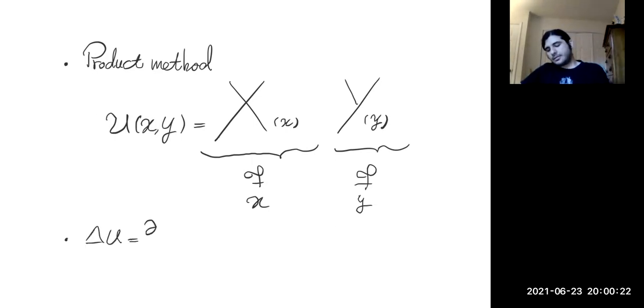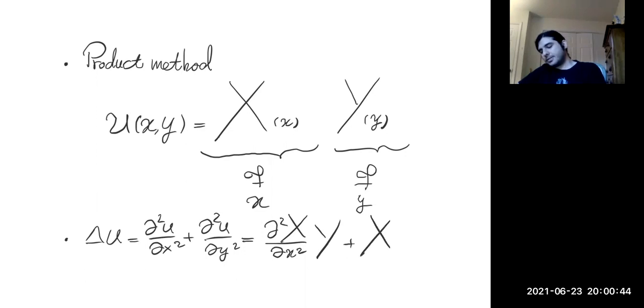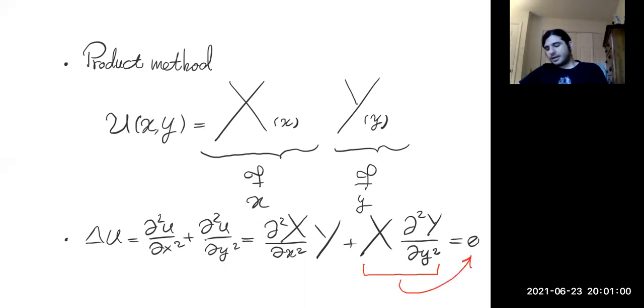So the second derivative of u with respect to x plus second derivative of u with respect to y. Well, when we take derivative with respect to x, that would only apply on the function X. So it would be second derivative of the function X with respect to x times the function Y plus the function X times second derivative of the function Y with respect to y. And we want that to be equal to 0. Now we can take one of these terms to the other side.